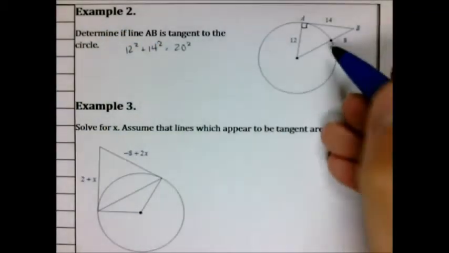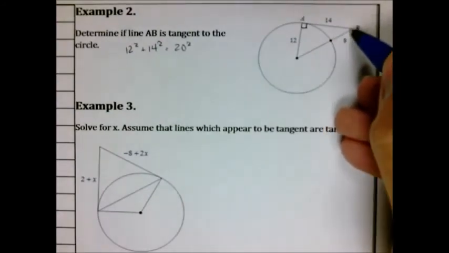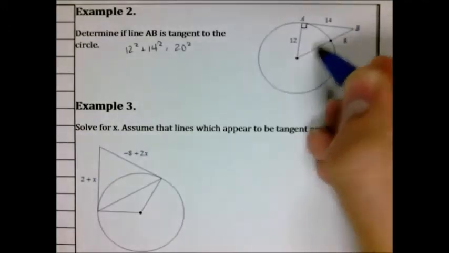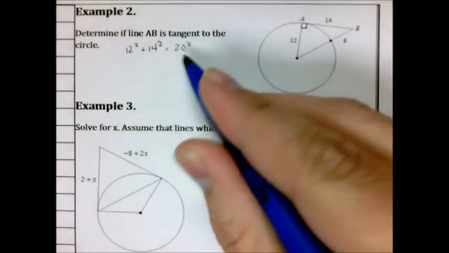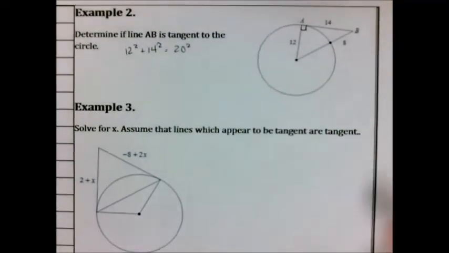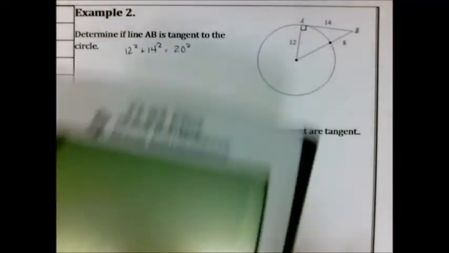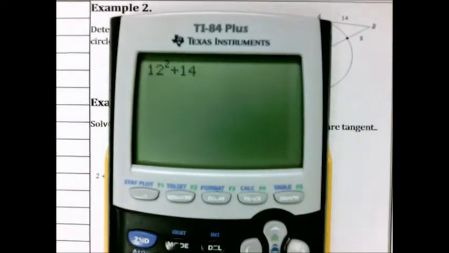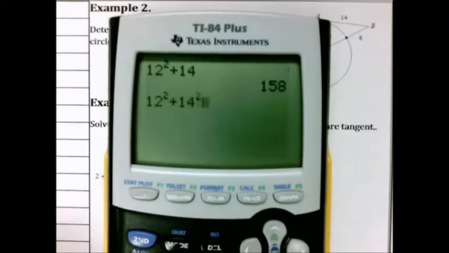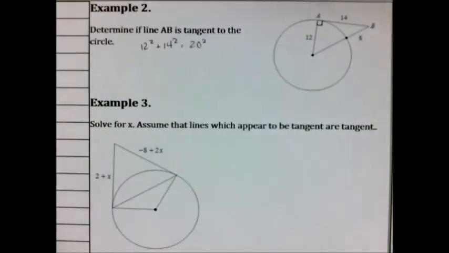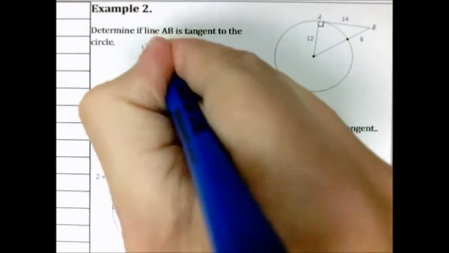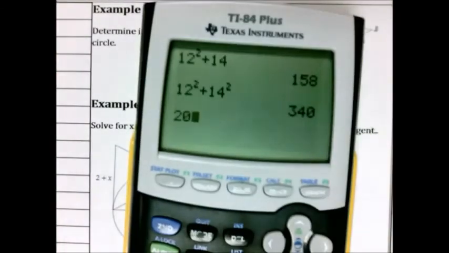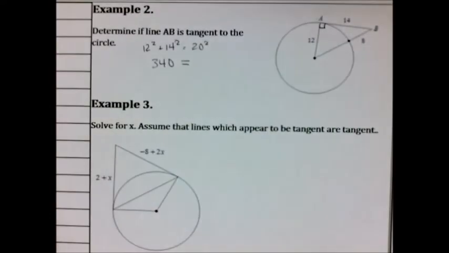The reason why I can say 20 is because we know that this distance on the external part of the circle is 8, and we know that the radius is always going to be 12. 12 plus 8 is just 20. Now 12 squared plus 14 squared, I don't know that off the top of my head, but I know that my friend can figure it out. 12 squared plus 14 squared is 340. And we want to see, is that equal to 20 squared? Go into your calculator, you just see that that's going to be 400.